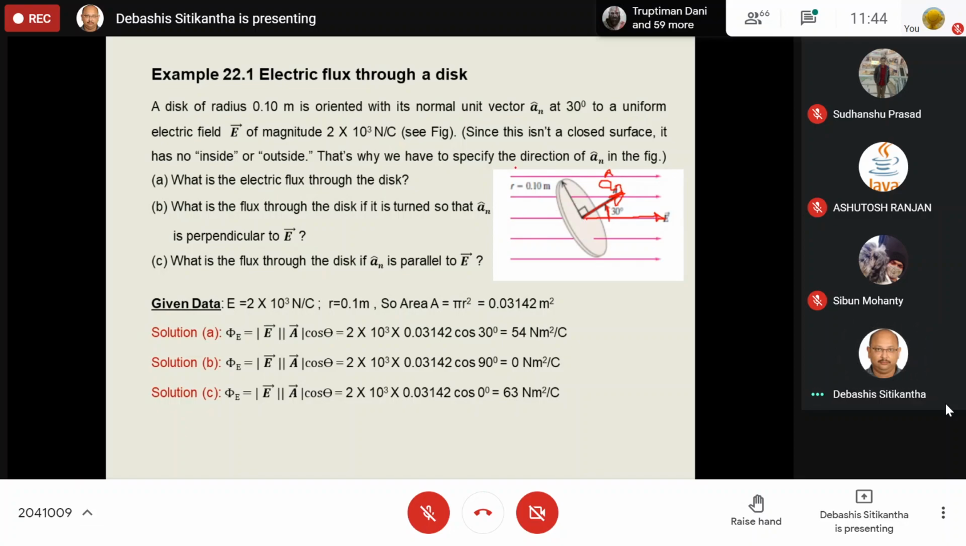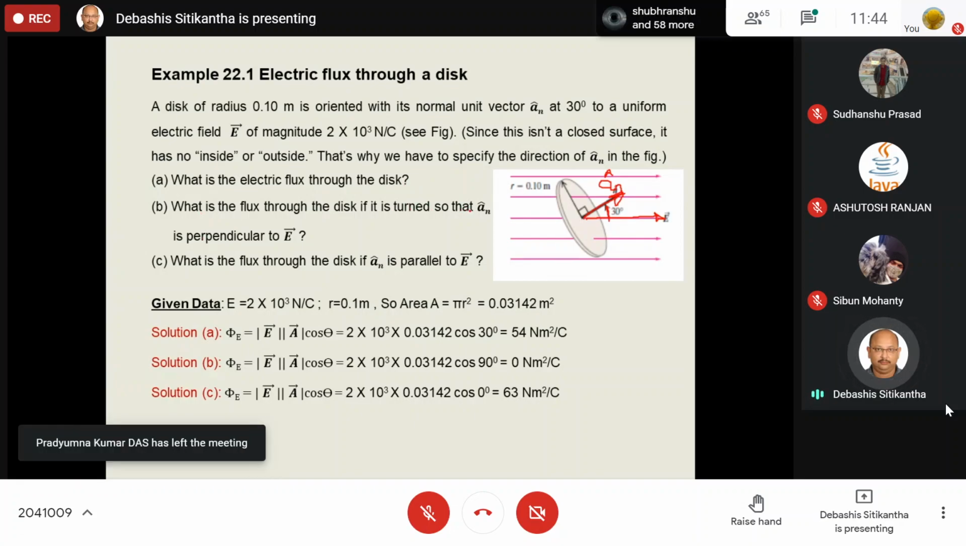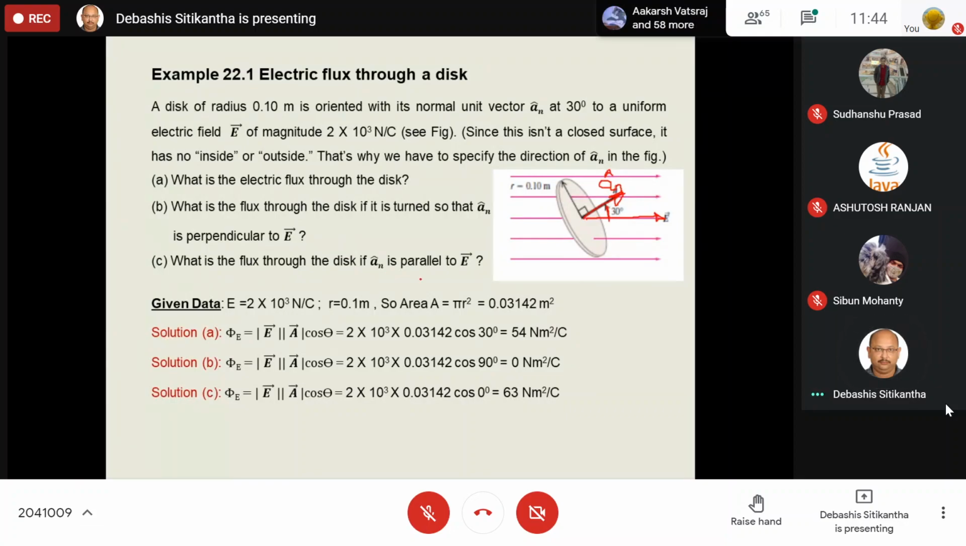See the figure. Now, since this isn't a closed surface, it has no inside or outside. That is why we have to specify the direction of A n cap in the figure. If the direction is not given in the figure, you can assume it to be in any direction, it doesn't matter. Now, the first bit is: what is the electric flux through the disk? The second bit: what is the flux through the disk if A n cap is perpendicular to E vector? The other question is: what is the flux through the disk if A n cap is parallel to E vector? Three simple cases.